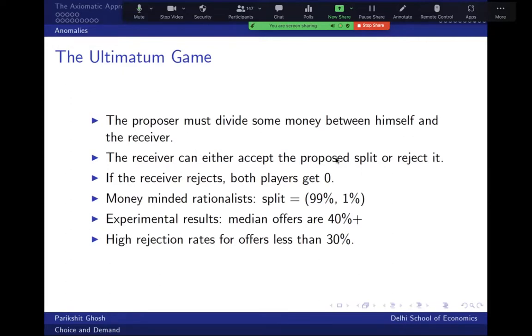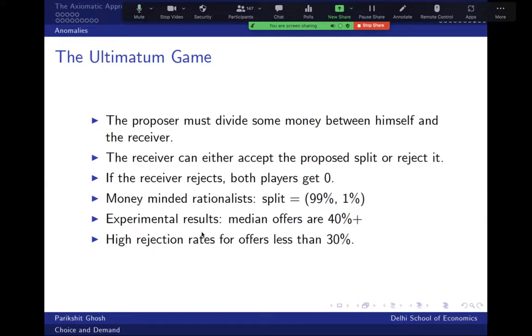Now, if you play this game and if you assume that people are rational and selfish, they want to maximize their own earnings, then what should happen is the proposer should basically walk away with everything. The proposer could say something like, I'll take 99 rupees, I'll give you 1 rupee. How about that? And the receiver then faces a choice between 1 rupee or nothing. And 1 rupee is better than nothing. So the receiver should say yes. And anticipating that, the proposer should indeed make this extreme proposal and it should go through. That's what we would expect if people were money-minded, selfish, and rational.